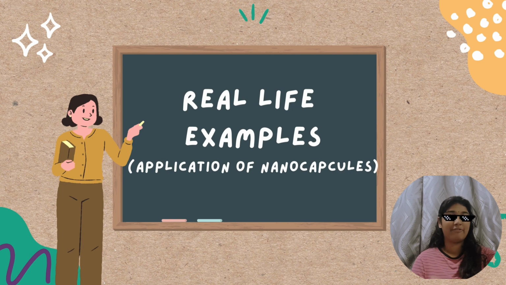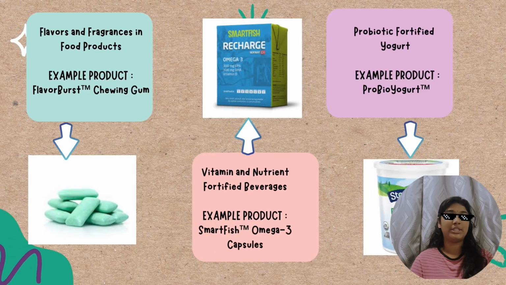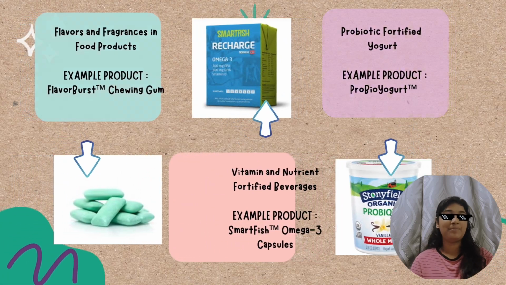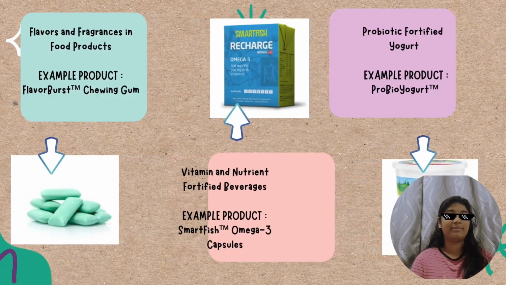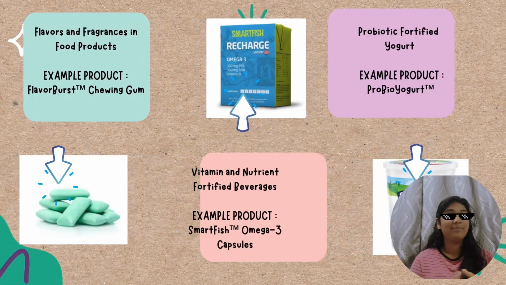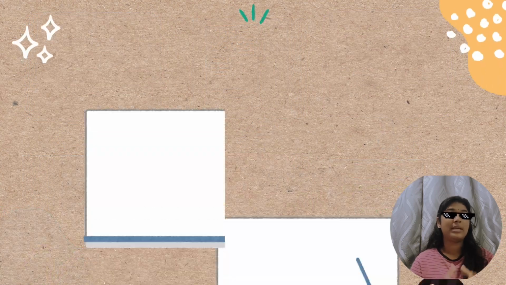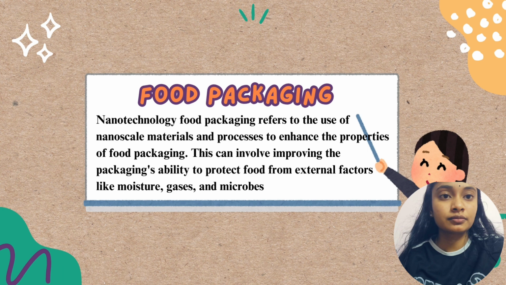Examples in daily life, which are applications of nanocapsules in daily life. We have flavors and fragrance in food products, such as flavor bars, a type of chewing gum. And then for vitamins and nutrients in beverages, we have Smart Fish, which is omega-3 capsules, which you might see your parents taking. And then for the third example, we have probiotic fortified yogurt, which is a probio yogurt.